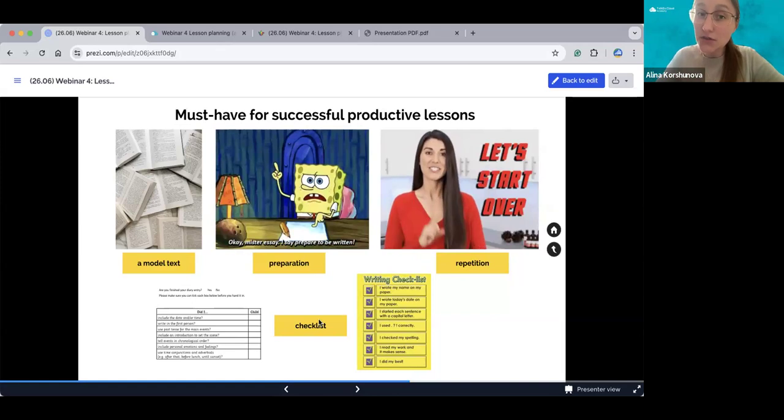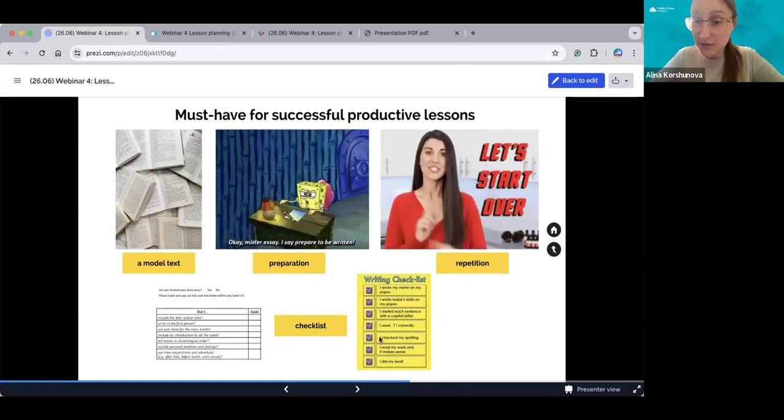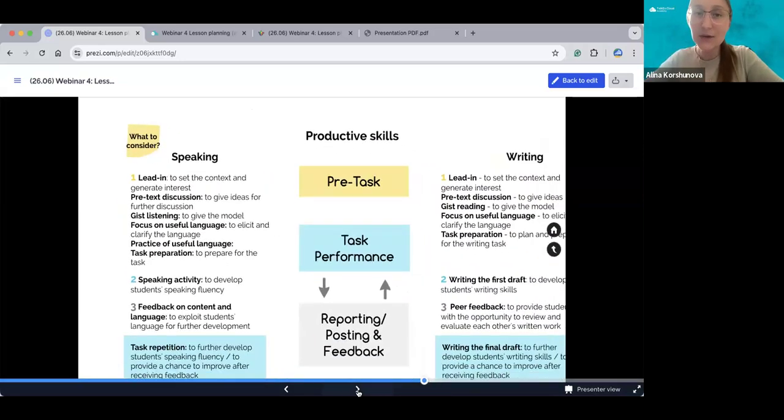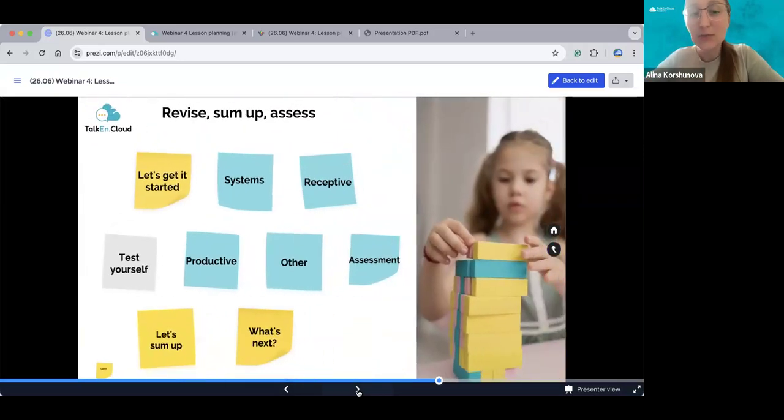Just give your students a checklist that they can use while checking the text. And they will do that, and they will get feedback from their peers, and they will improve their draft. So if you have any questions about planning productive skills lessons, please write in the chat.